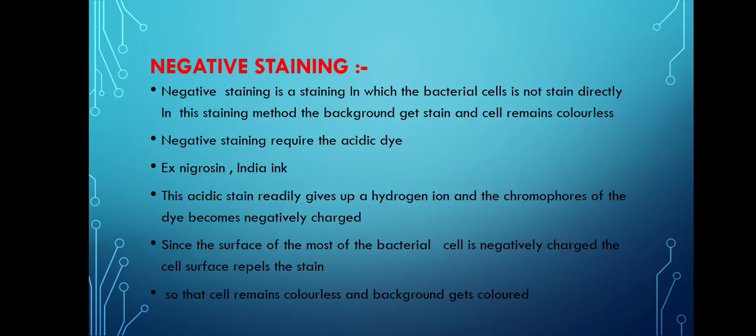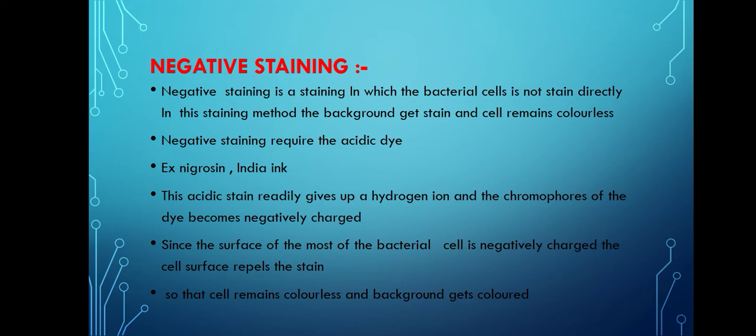Negative staining. Negative staining is a staining in which the bacterial cell is not stained directly. In this staining method, the background gets stained and the cell remains colorless. Negative staining requires an acidic dye. In monochrome staining, we use the basic dye, and here in negative staining, we require the acidic dye.